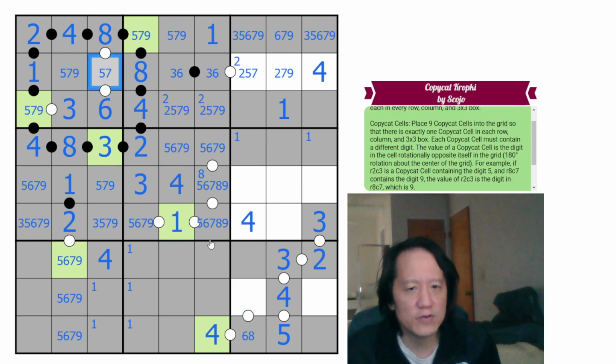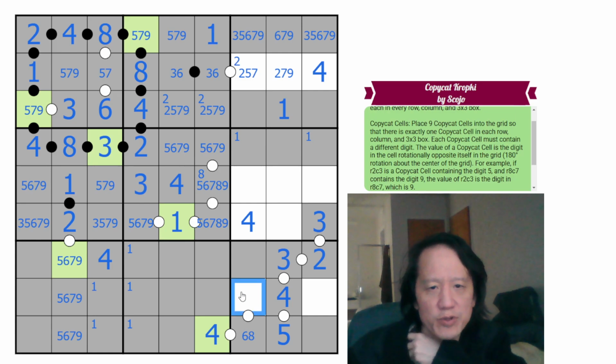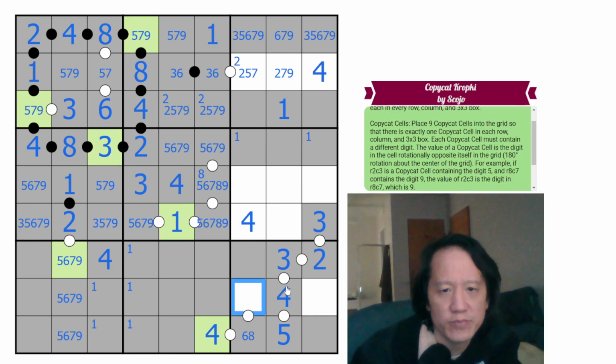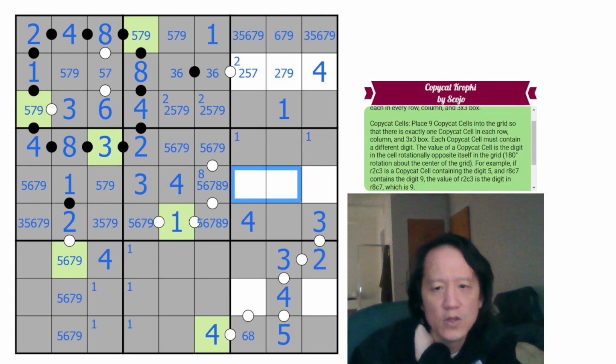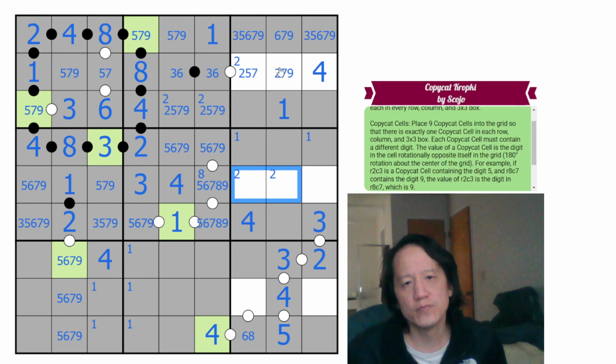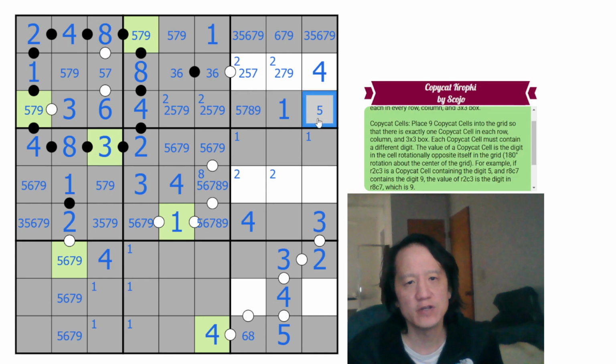It could be any of these though. Also, this could be a copycat cell also. These can't be copycat cells anymore. One of these is 2. One of these is 2. This has to be 5, 7, 8, or 9. This is 5, 7, 8, or 9.